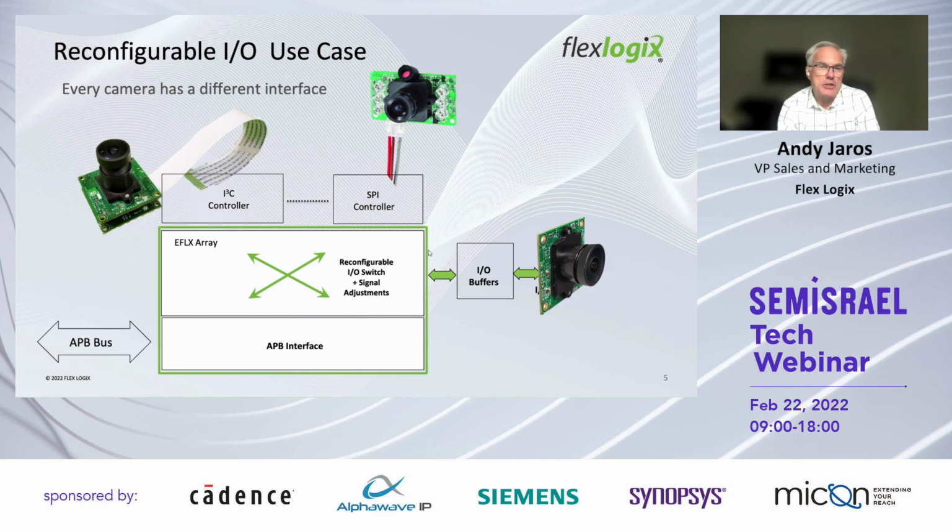So if an application or a new camera comes online or a camera manufacturer has a new specification, you can actually modify the signals that get routed to the GPIO of the camera SoC and be able to support any new and upcoming requirements that the camera manufacturer may have.